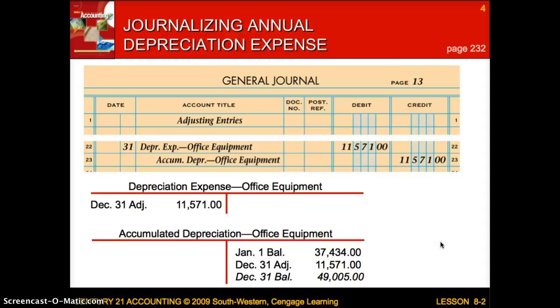Journalizing annual depreciation expense, you will go ahead and take your depreciation expense for your office equipment and debit that, and you will credit your accumulated depreciation for your office equipment. This is your expense. This is always debited. I would get this written down in your notes so you make sure you know how to do this. You will do this a lot of different times for different things that depreciate, so I would make sure you know how to journalize this correctly.